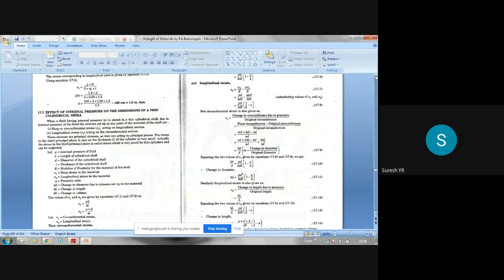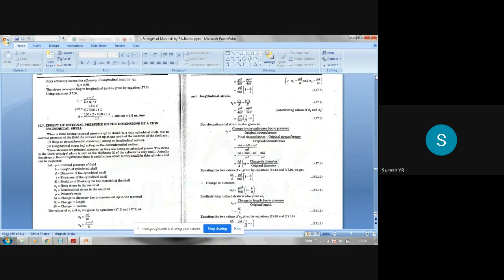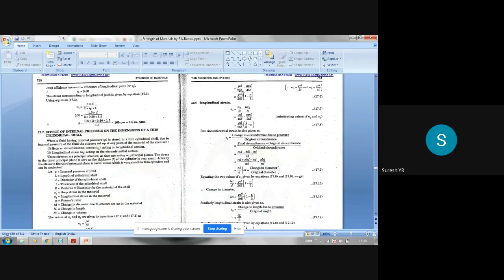So what will you get? Let us see. Substitute and simplify. You will get PD by 2TE minus mu times PD by 4TE. You can take PD by 2TE common here, so you are going to get 1 minus mu by 2. So what we have done is, first we applied generalized Hooke's law. Then we substituted for sigma 1 and sigma 2.